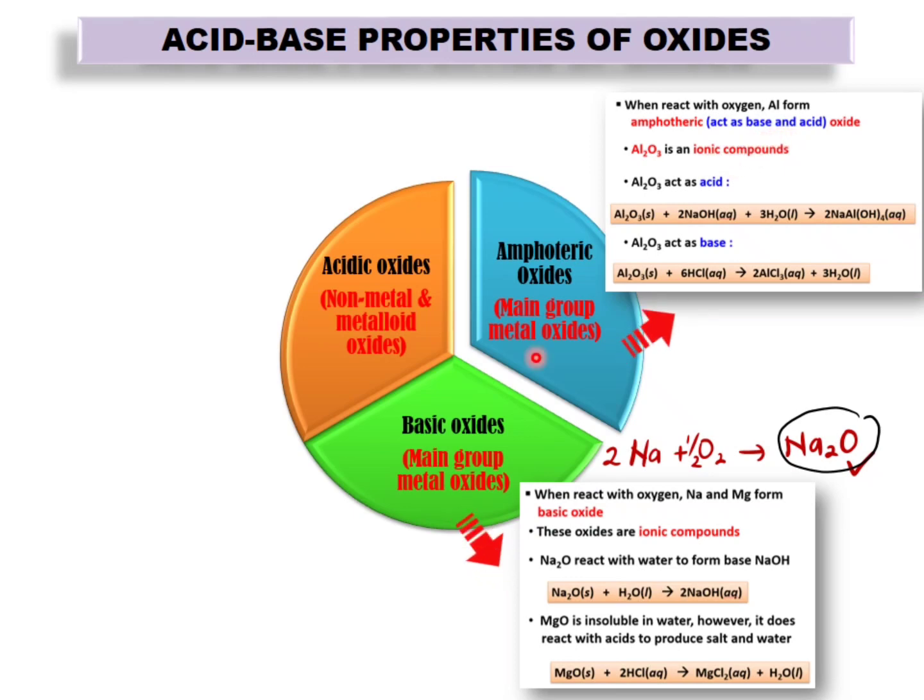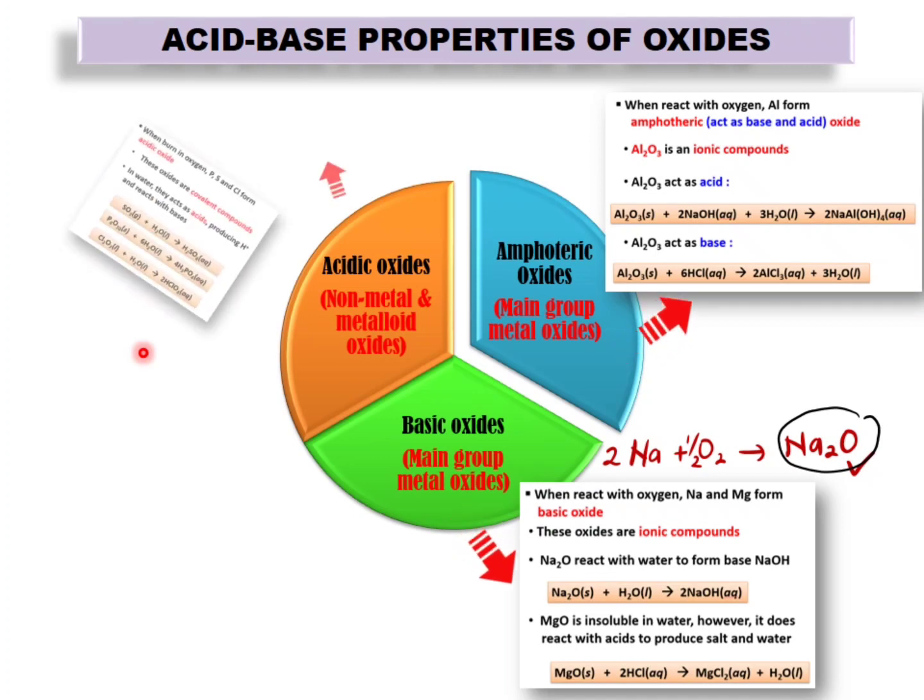So macam mana aluminium oxide tunjukkan sifat acid dan sifat base dia? So cara dia, first you reactkan aluminium oxide with base. So if this aluminium oxide react with base, this aluminium oxide akan bertindak sebagai acid. So it will act as acid. Okay, while if this aluminium oxide react with acid, for example here we have HCl, so this aluminium oxide will act as base. So dia akan bertindak sebagai base. Diri dia akan bertindak sebagai base ataupun acid.